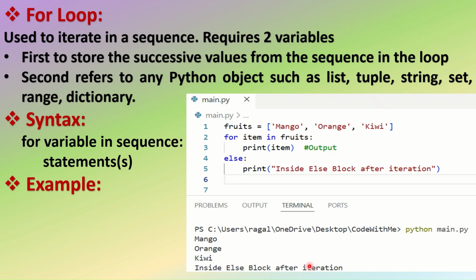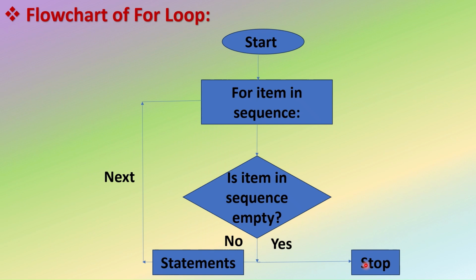So this is how the for loop works. Now let's see the flow chart for the for loop. Initially when the for loop starts, it is ready to loop through each and every item in that particular sequence. When the control comes to the first item, it will check whether that item is actually present or it is empty.